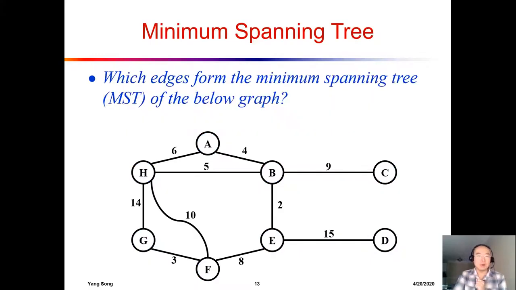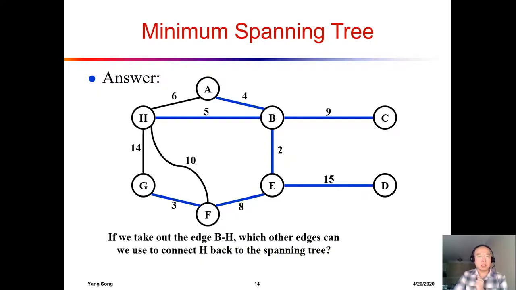So if we have to guess, how do we draw the MST, or the minimum spanning tree? Okay, so the answer is like this. We just keep all the edges highlighted in the blue color, and then we will have an MST.